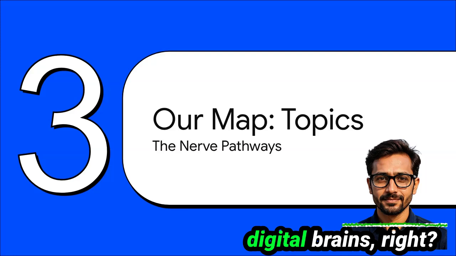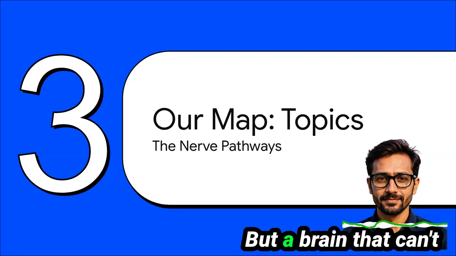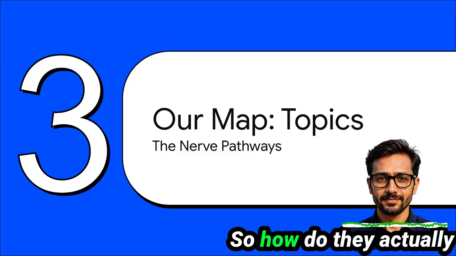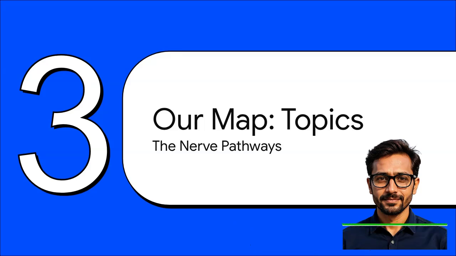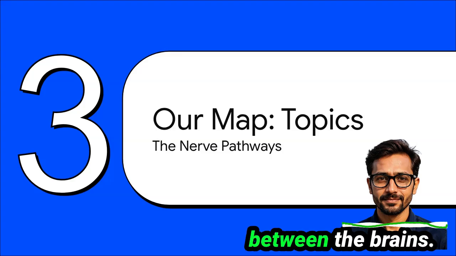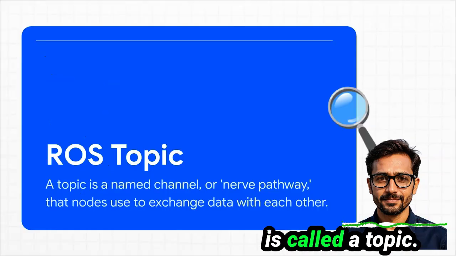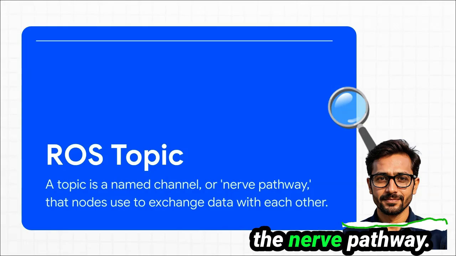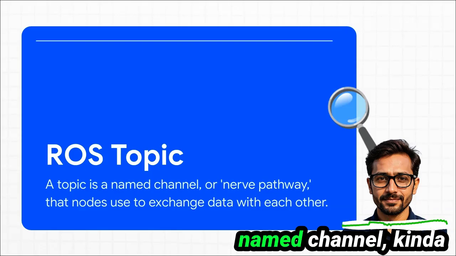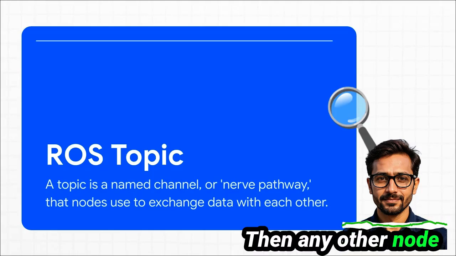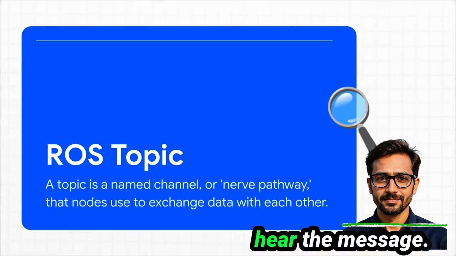So we've got these digital brains, right? But a brain that can't communicate is, well, it's pretty useless. So how do they actually talk to each other? Let's look back at our map and focus on that arrow, the connection between the brains. That connection is called a topic. So if a node is the brain, then a topic is the nerve pathway. It's really just a named channel, kind of like a radio station, that a node can broadcast data on. And then any other node can tune into that specific station to hear the message.